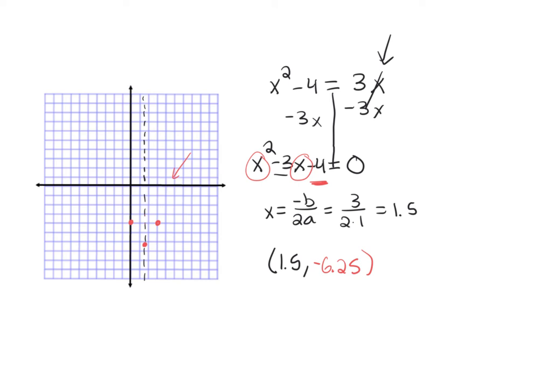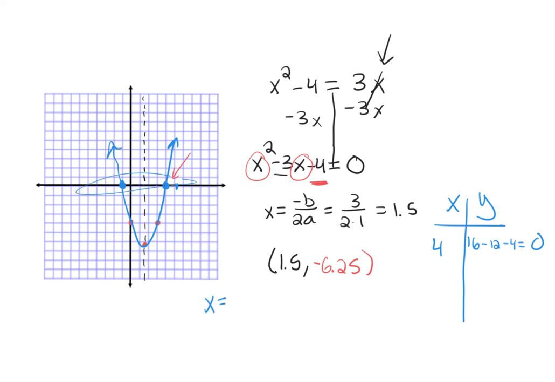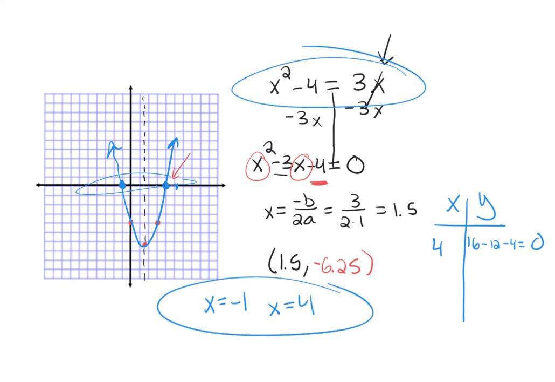Let's make an xy table and see what we find. Okay, so let's see, 1, 2, 3. Let's plug in maybe 4 and 5 and see what happens. If we plug in 4, 4 squared is 16, minus 12 is 4, minus 4. Oh, there's my 0 right there. So over 4, 0. And if I reflect that over, there's my other one. So if I graph this parabola, it crosses at x equals negative 1 and x equals 4. Those are my solutions to the original equation.